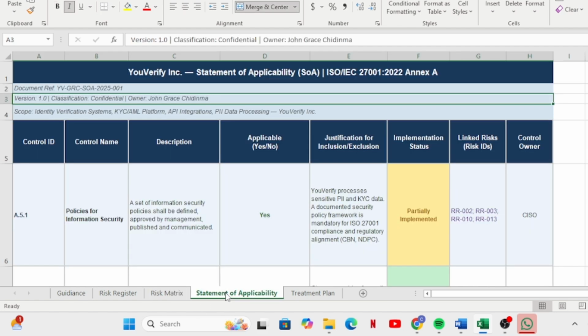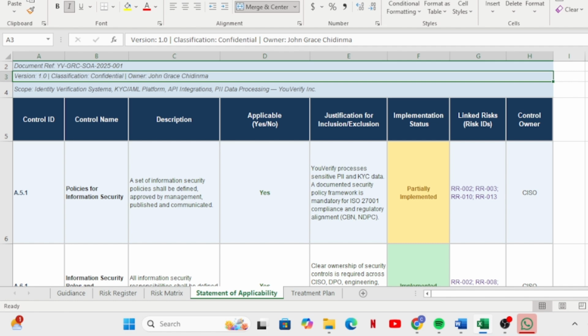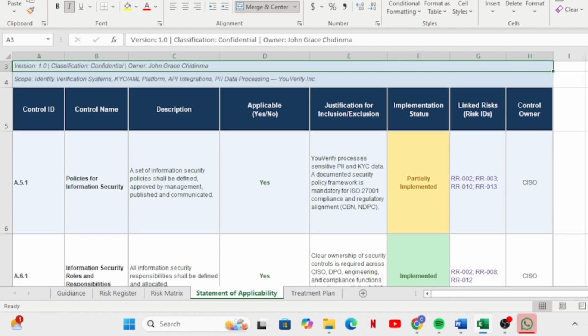Then let's move to the statement of applicability. The first one is policies for information security. This section maps ISO 27001 controls to identified risks to ensure proper mitigation and compliance. This is what the SOA is basically used for.